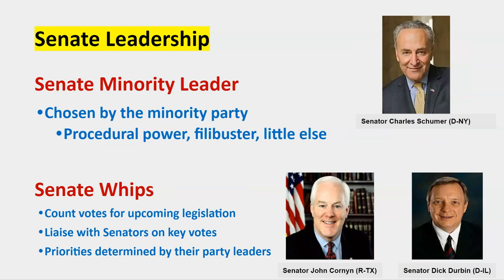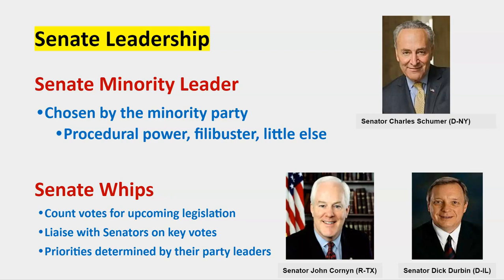Now, we also have the Senate minority leader. This is Chuck Schumer, Charles Schumer, excuse me, a Democrat from New York. He is the senior senator from New York. And this is chosen by the minority party, just like the majority leader is chosen by the majority party. There's not a whole lot of power here by the minority leader. So you are the loyal opposition, pretty much. Some procedural issues that they can do, some filibustering, but that is largely gone away on a lot of more controversial issues. And there's really not much else that they can do there.